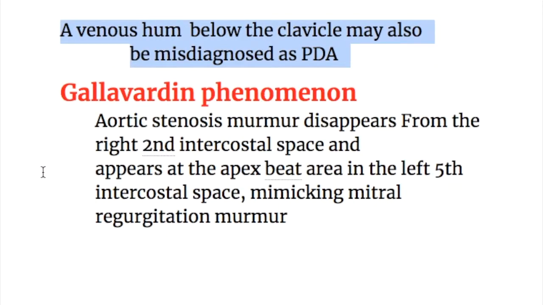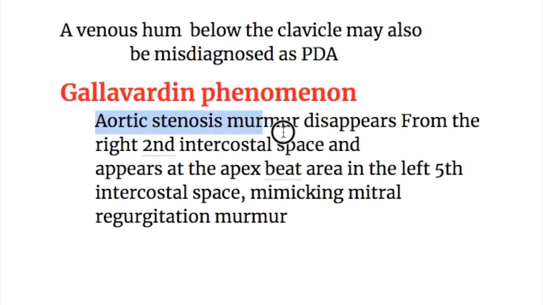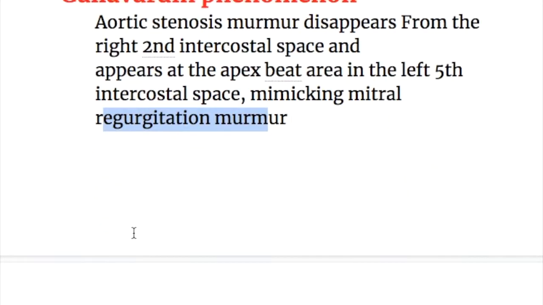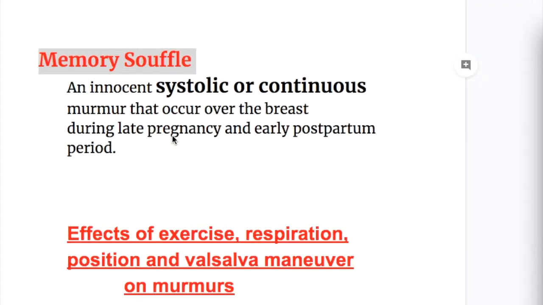Now, Gallavardin phenomenon. Aortic stenotic murmur disappears from the right second intercostal space and appears at the apex beat area in the left fifth intercostal space, mimicking mitral regurgitation murmur. This is Gallavardin phenomenon. Mammary souffle.